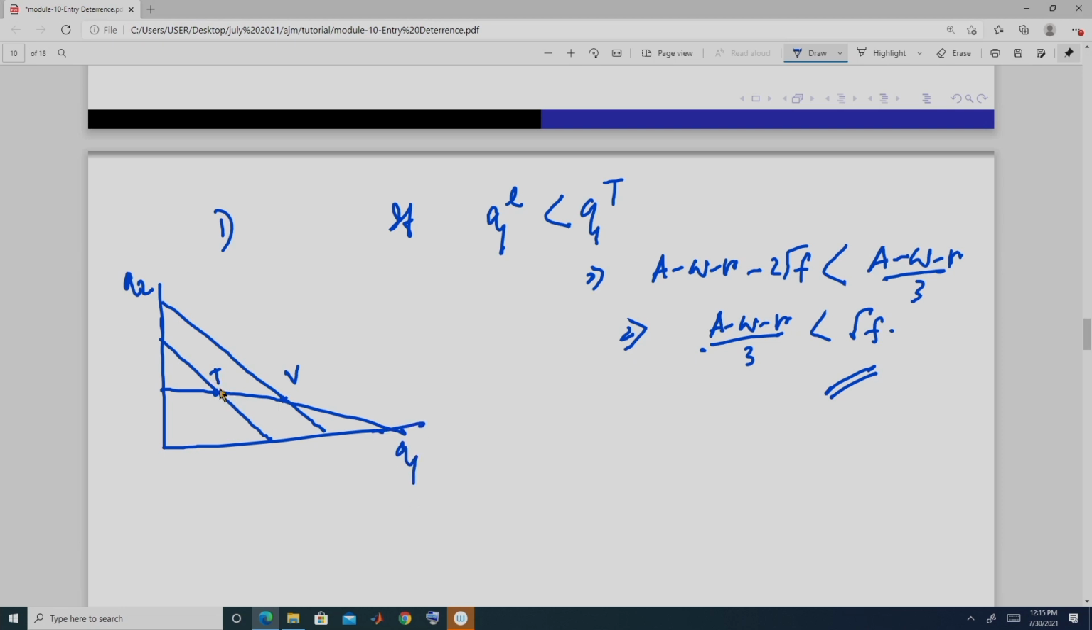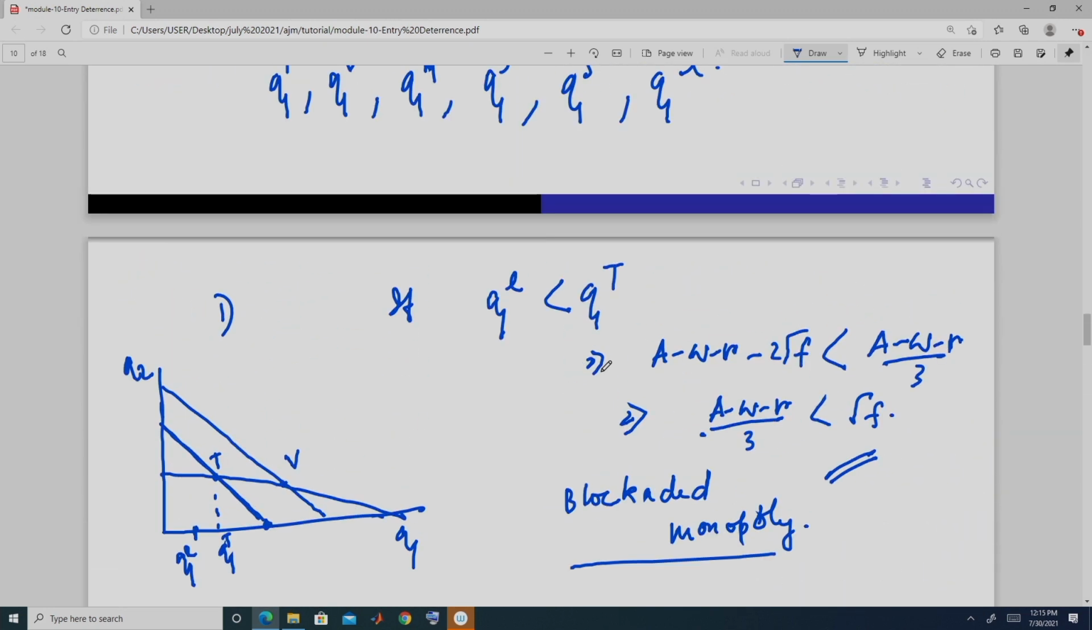We have got that Q1, this Q1 is this. So, firm 1 will... So, this is the case of blockaded monopoly. Next, case 2. So, in this case, what we had?